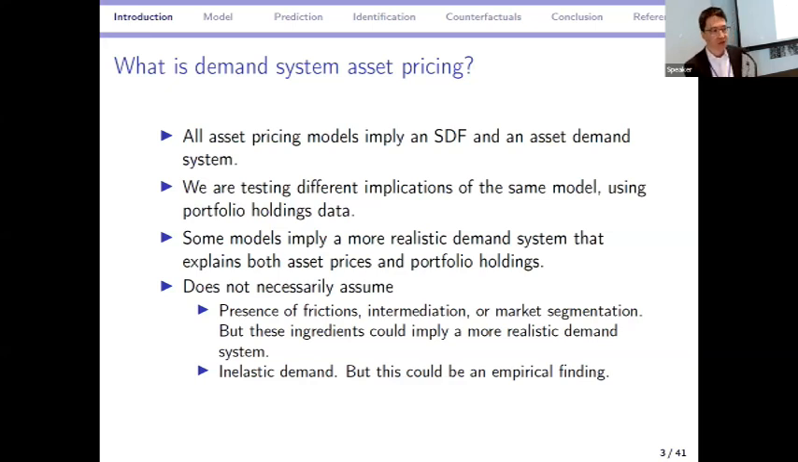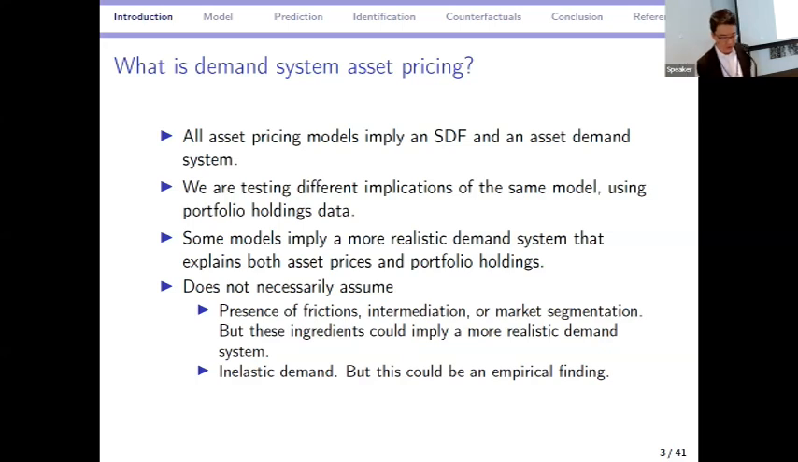There's some confusion about what we are actually assuming when we have a demand system, and some people think, well, it's about intermediaries or it's about frictions. Maybe some people would even go as far as to say, well, you need arbitrage to get demand systems. And none of that is true. You have a demand system in every asset pricing model, so it's not particular to these frictions, but these frictions could help us build a better demand system that describes the portfolio data better.